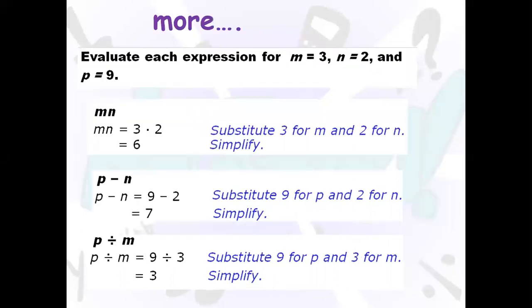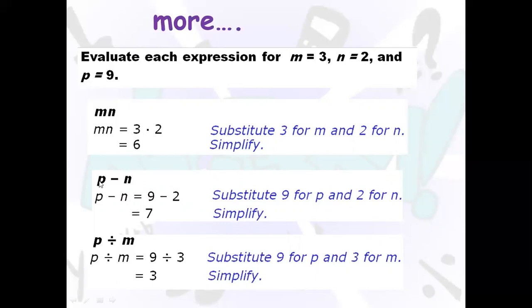Okay, now more. Let's see. Evaluate each expression for m equals 3, n equals 2, and p equals 9. Again, the values of the variables are given. All you need to do is substitute. Again, two variables are together, which means it is multiplication. As soon as you see two variables together, remember that it's multiplying. So m multiplied by n, that's what they mean. The value of m according to the question is 3. So we substitute 3 in place of m, and n is 2. Which basically means 3 multiplied by 2, which will give you 6.